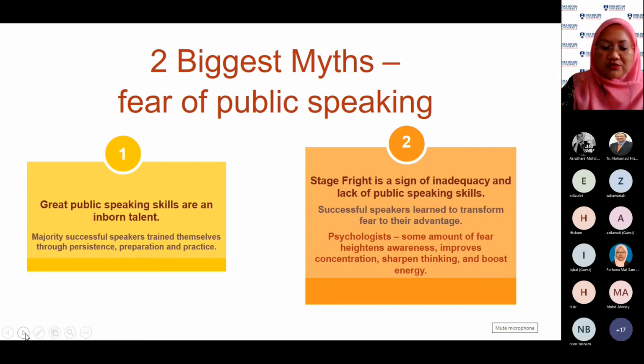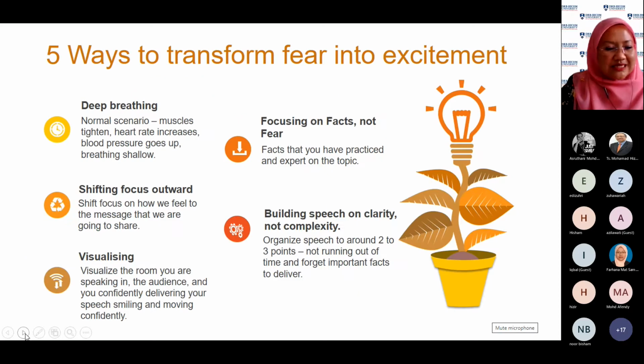So don't worry about it. What you need to do is just prepare well and practice. All right, so these are 5 things that you can do in order to transform that fear into excitement. One is to practice deep breathing.